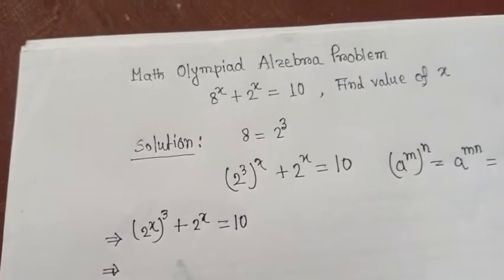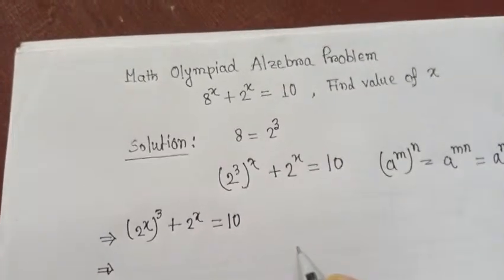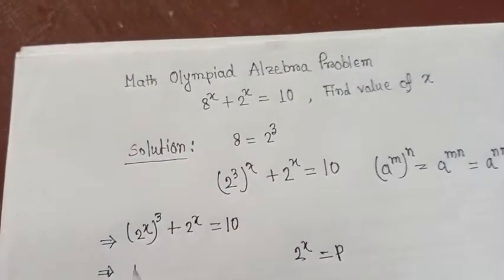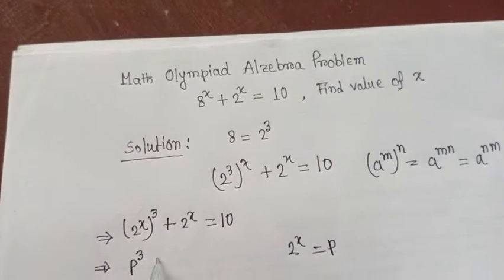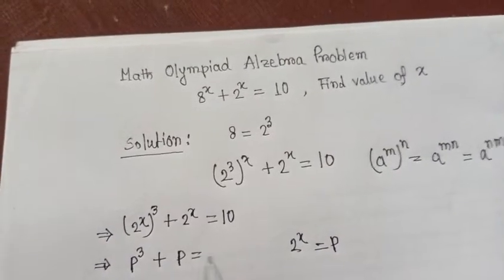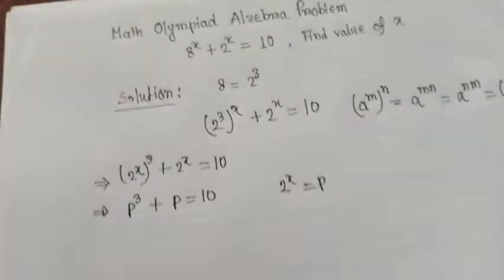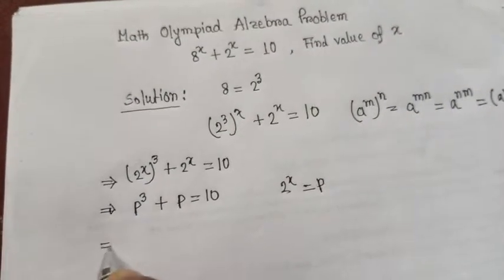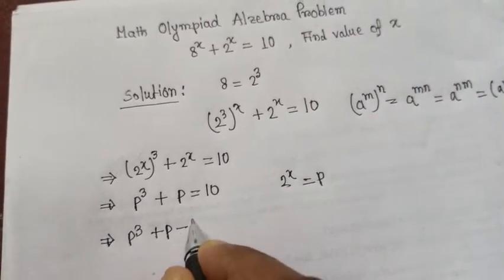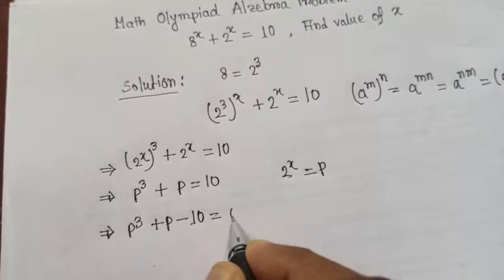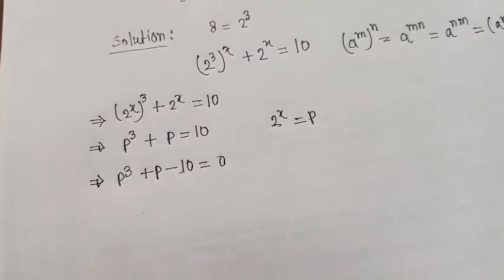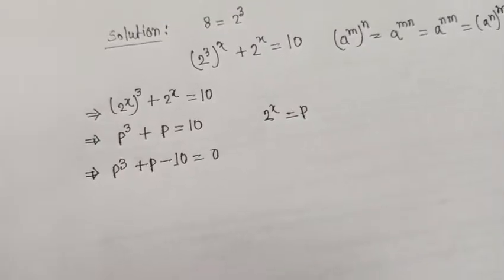Now if we consider that 2 to the power x equals p, then the equation becomes p to the power cube plus p equals 10. Now we are going to move that 10 to the left side like this. So the equation becomes p cube plus p minus 10 equals 0.